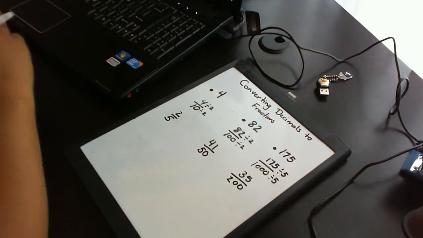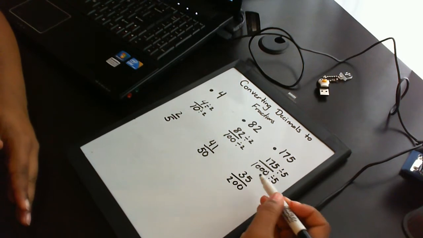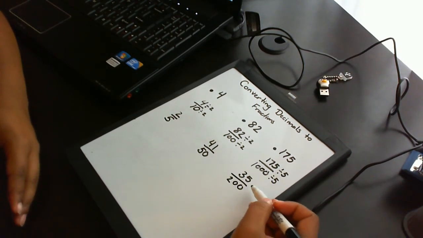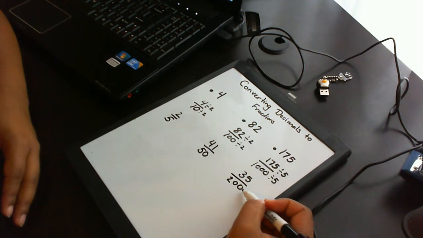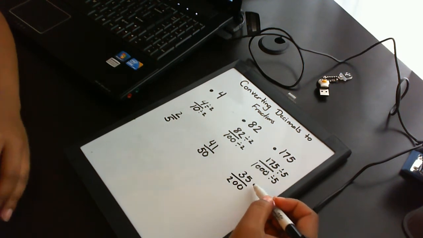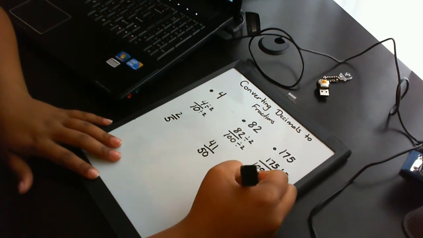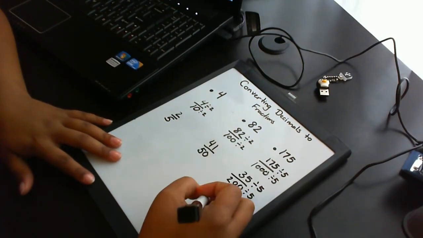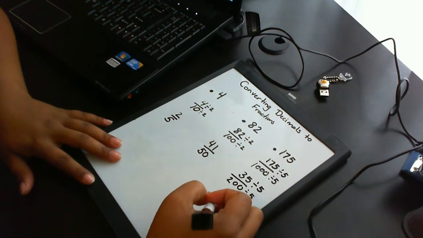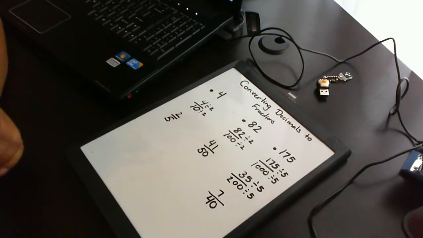So, I'm looking at my numbers again. 10 won't work, but I know 5 would work. So, divided by 5 gives me 7/40. And there are no 2 numbers that can be multiplied to give me 7. So I know that I am done reducing for that problem.